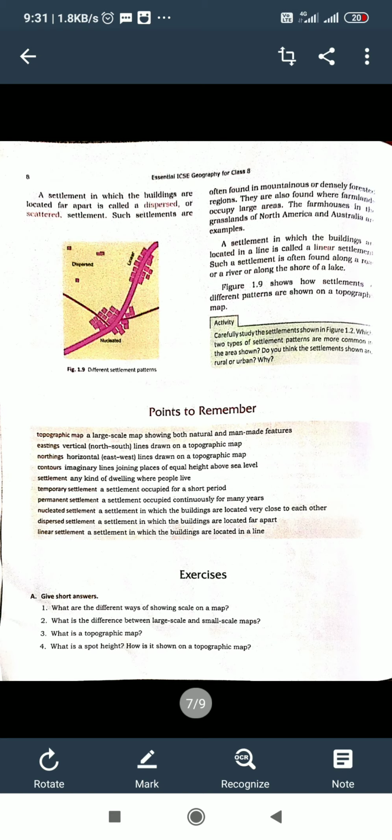Students, I am going to revise the different types of settlement which I have taught to you. The dispersed settlement means the houses are located far away from each other. This is known as a dispersed settlement. This type of settlement is found in village areas and forest areas, where all types of facilities are not available.